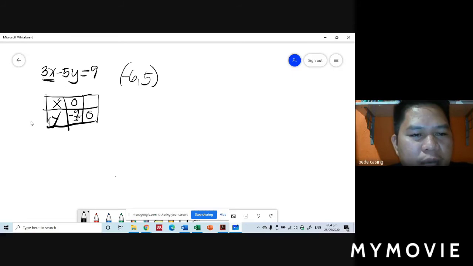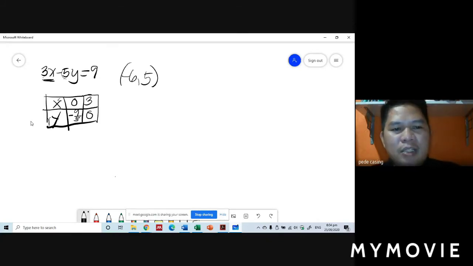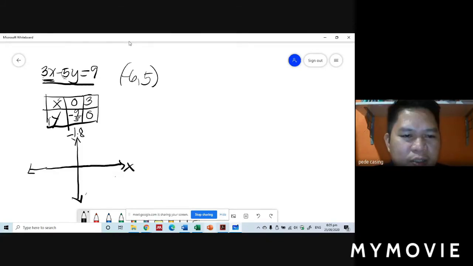The other one, y is 0. Kanina po ang y, ato na pong is 0. So therefore, kung ma-0 ni dire, ang mabilin 3x equals 9. So ang 9 i-divide sa 3 para ma-solve ang x. 9 divided by 3 is 3. Then mag-draw dayon ta og y.